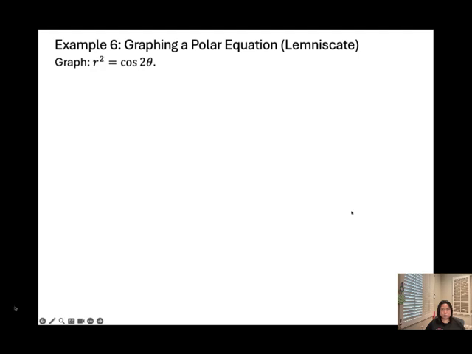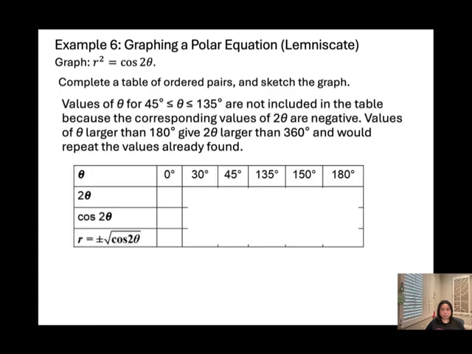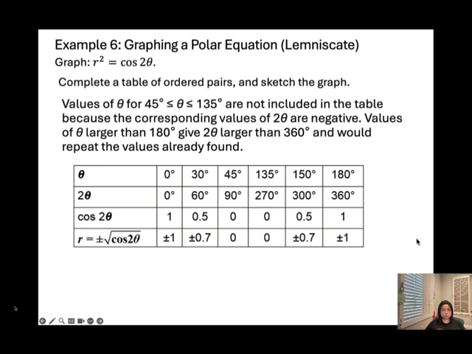Okay, look at another example. This time it will be r squared equal to cosine 2 theta. Complete the table again. I want you to try. Cardioid. Okay, check your work. You should have all those numbers. Then use the polar graph paper, and you're going to get this picture.